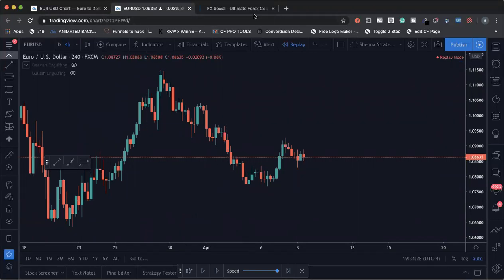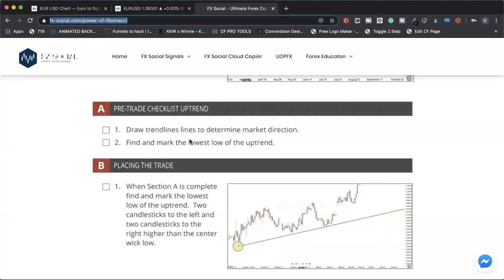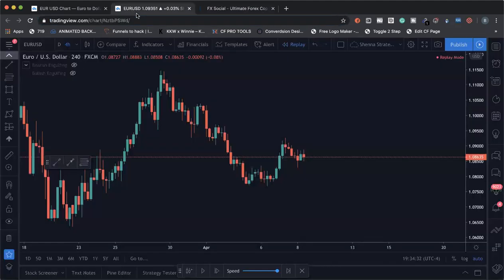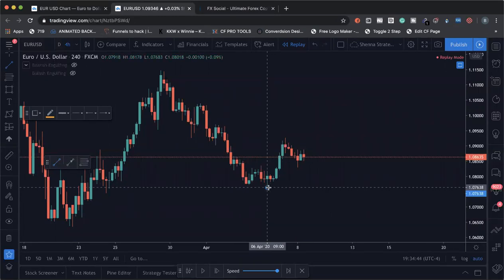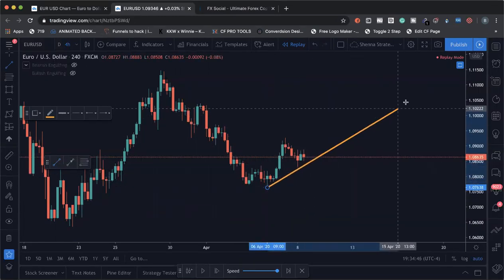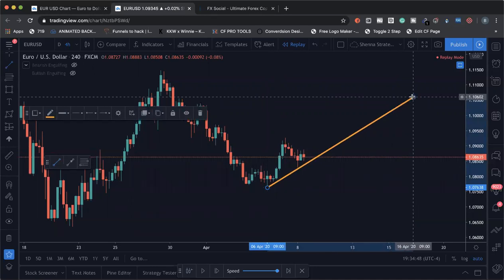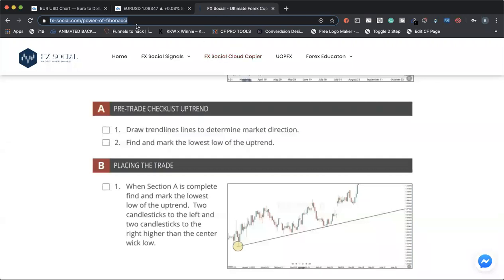So what does it say the first thing to do? It says draw a trend line to determine the market direction. So let's draw a trend line to determine the market direction. We want to look at the bottom of the market, the low part of the market right now, and then draw a trend line based off that. Right now, at this point in time, this would have been the lowest part of the market. So we would draw a trend line so we see that it's going up. First step. Second step, find and mark the lowest point.